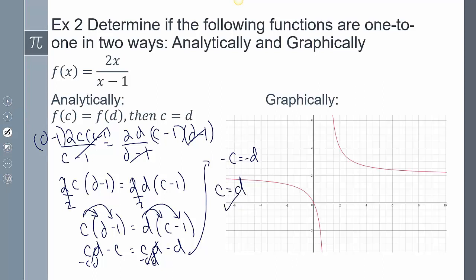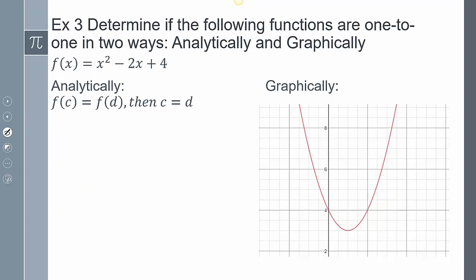Now graphically, if you notice, it passes, it passes, even here it passes. It passes everywhere. And so yes, this is 1 to 1 because it passes both analytically, that was one way to show, and then graphically.